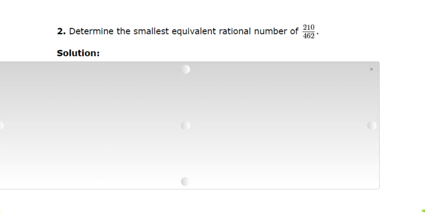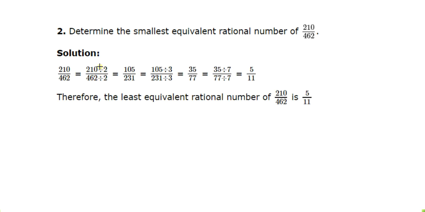So question number 2 says, determine the smallest equivalent rational number of 210 upon 462. Now I have to find out the smallest equivalent rational number. That means I have to make this fraction or rational number smaller. So how can I make a rational number smaller? If I divide it by some common divisor. Let us just see how I have solved it.